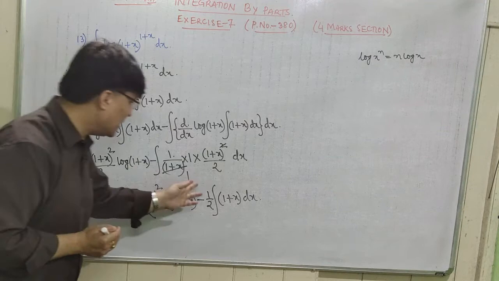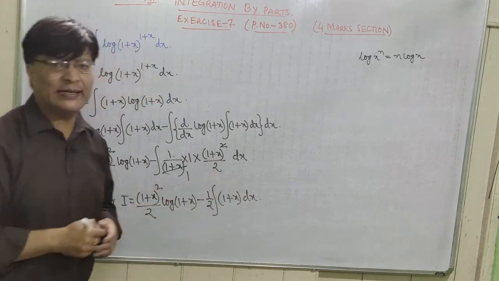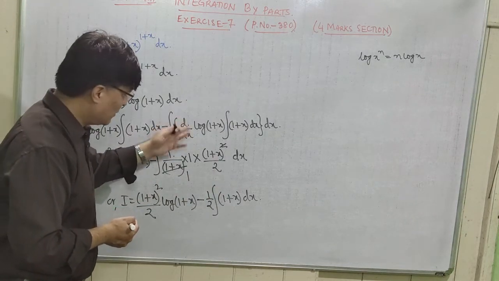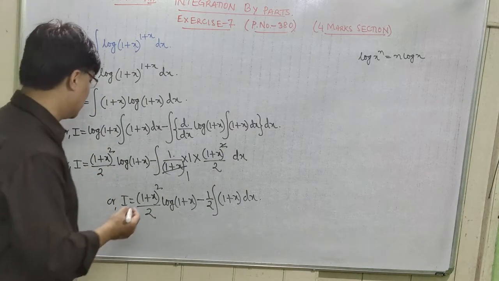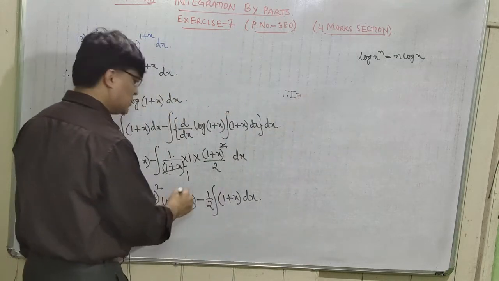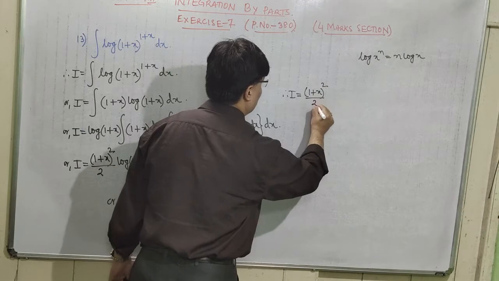Okay, so again you have to integrate 1 plus x dx. Either you can separate it or you can directly integrate it. Similarly as in the previous step, we can integrate 1 plus x with respect to x. So therefore, what is I now? I is equal to, this is (1 plus x) whole square divided by 2.